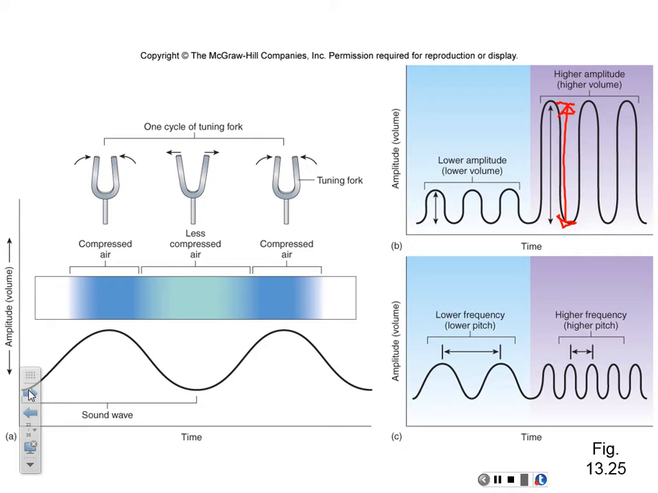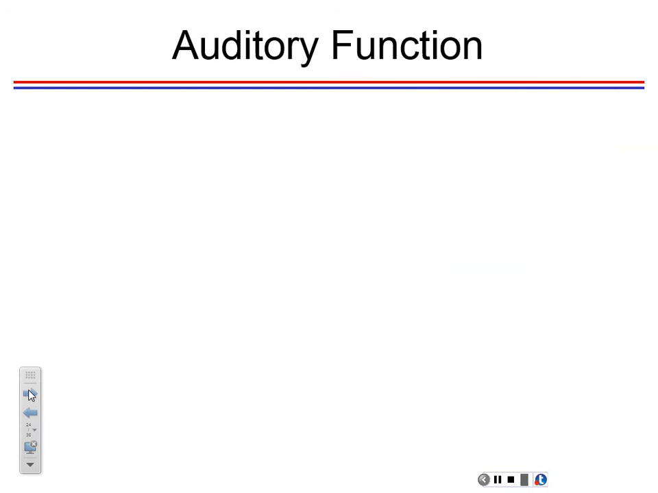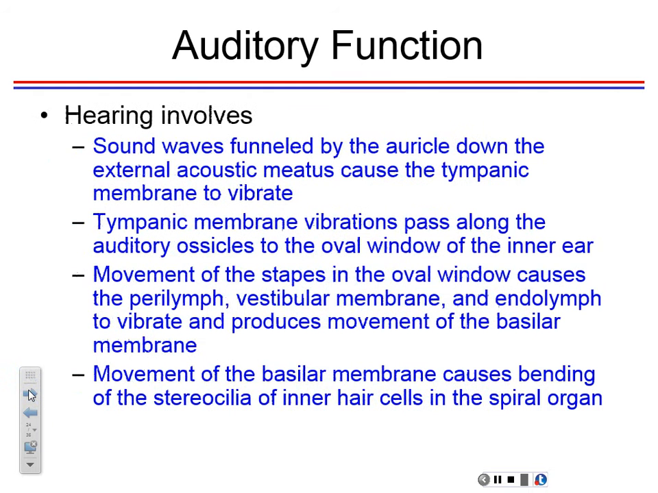So that's how you determine the pitch and the volume. Pitch is frequency and volume is amplitude of the sound. Okay, so now we do the hearing, how sound waves are funneled through. Now we're kind of starting from the beginning and going through the structures.